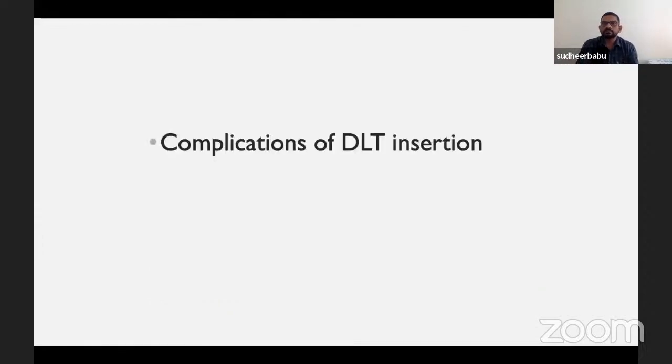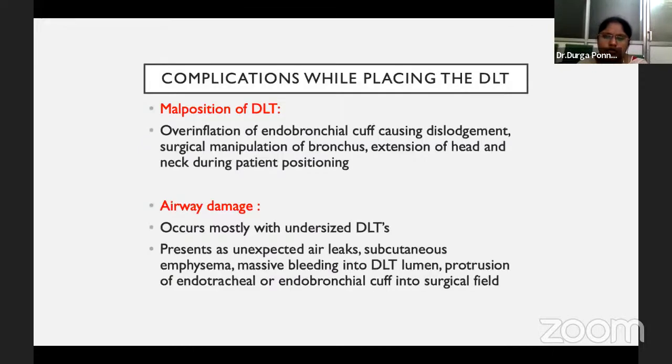What are the complications of DLT insertion? The complications include malpositioning during placement and airway trauma. Most of the time we think airway damage can occur with oversizing of the tube, but actually the damage can happen more with undersizing of the DLT.